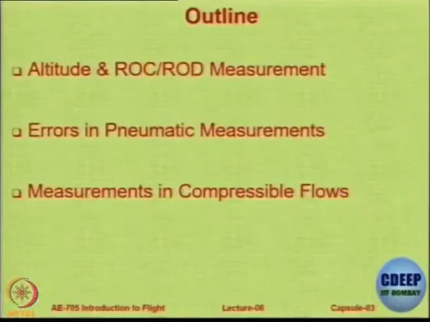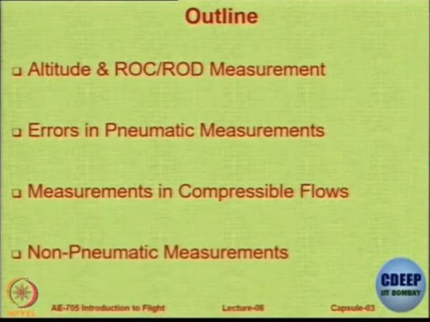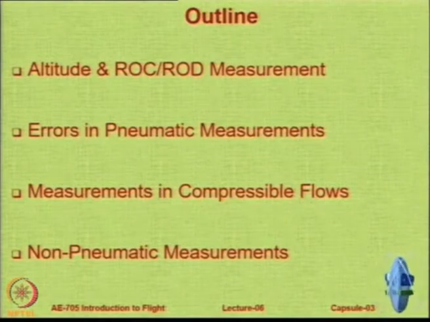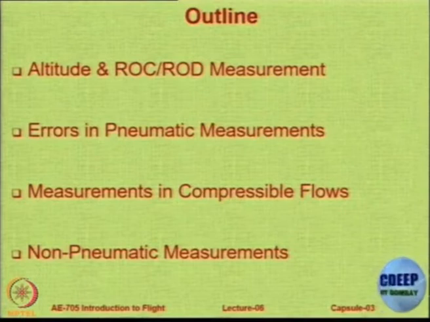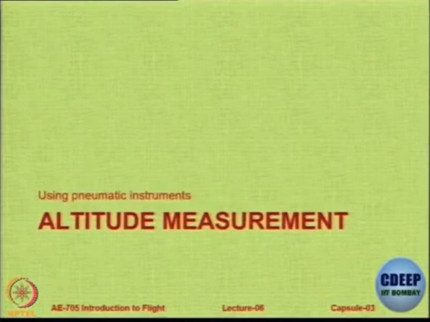We then look at the typical errors that we see in pneumatic measurements, and we will look at an example of an accident that took place, a famous accident. We move on to measurements in compressible flow. Although we have not yet covered compressible flows in detail, I will give you an overview, and then we look at some modern instruments which are used for measuring both airspeed and pressure, especially airspeed, without using any pneumatic measurements. Okay. So, let us see how we measure altitude using pneumatic instruments.